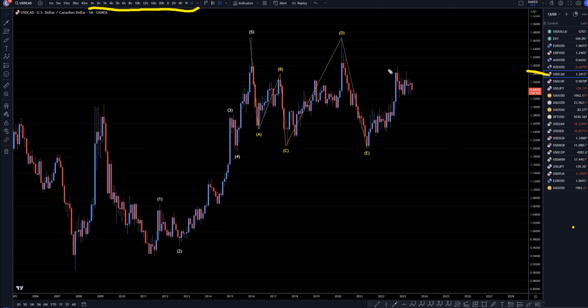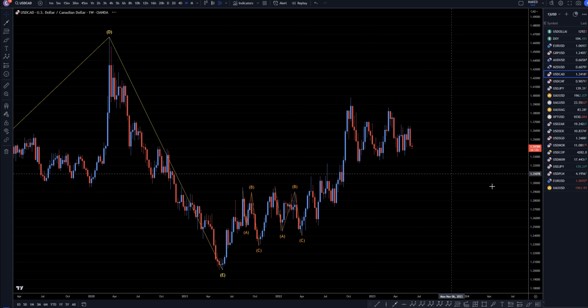So on the US dollar Canadian monthly, I still see that this move is very corrective looking. So unless it does break down very strong to the downside below these lows, I'm actually still thinking that there's a good chance that this is going to make another move to the upside. But if the US dollar starts making a big move to the downside, then this very easily could make a big move to the downside also. So let's head down to the weekly time frame.